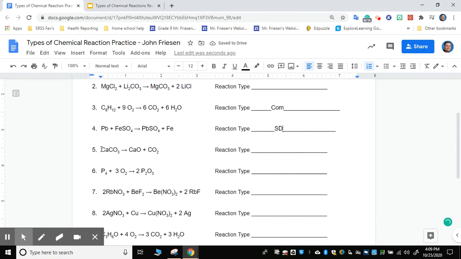This one here, we've got CaCO3. So this is a compound, and what's happening? It's breaking down. When it's breaking down, it's decomposing, a decomposition reaction. You see that? So we call that a decomp, decomposition.